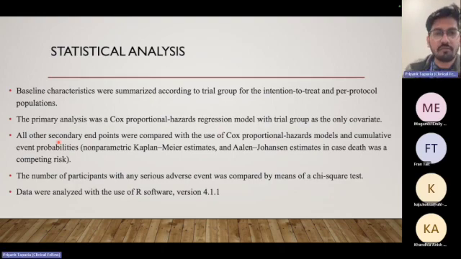Analysis was done. I'll talk about it. The primary analysis was a Cox proportional hazard regression model because a lot of covariates and cofactors were included. So that is why they used that. And the secondary endpoints were compared with the use of the Cox proportional hazard model again. The number of participants with any serious event was compared by means of chi-square test. And the data was analyzed in R software.